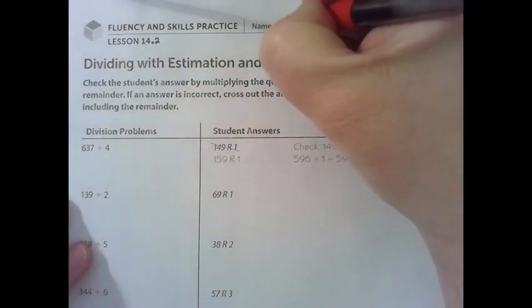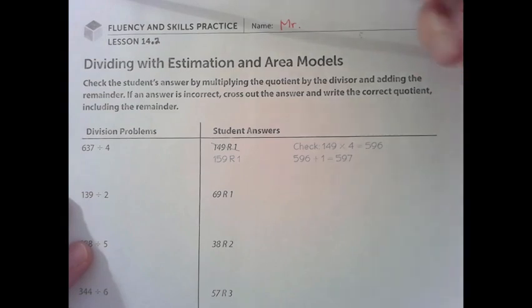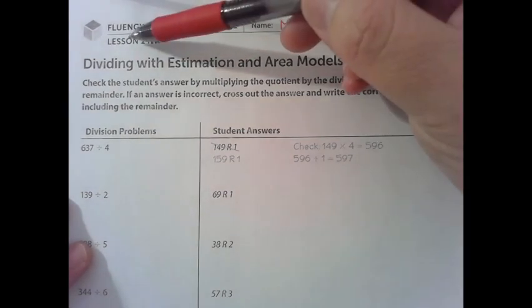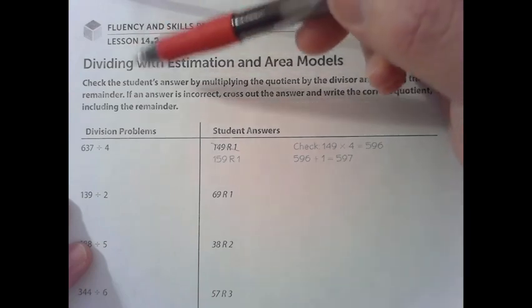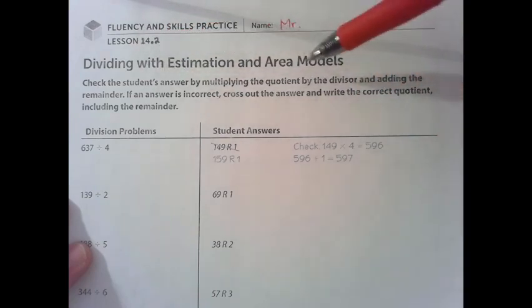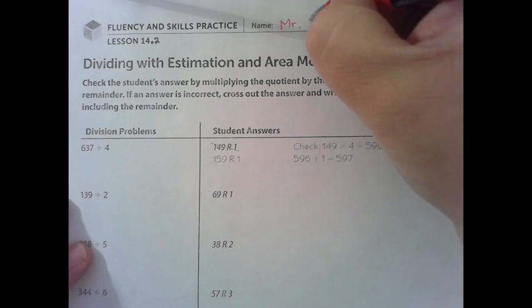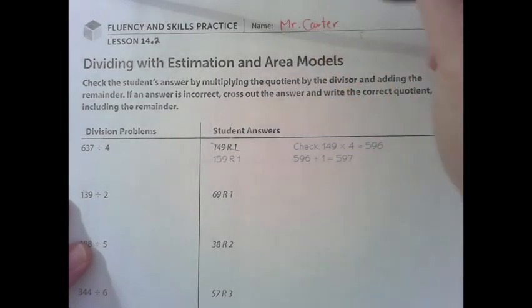Mr. Carter here, ready to help you again with Fluency and Skills Practice Lesson 14.2. This one is dividing with estimation and area models. So again, if you didn't put your name on it, go ahead and do that and let's begin.